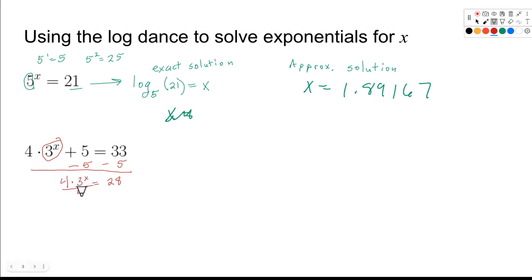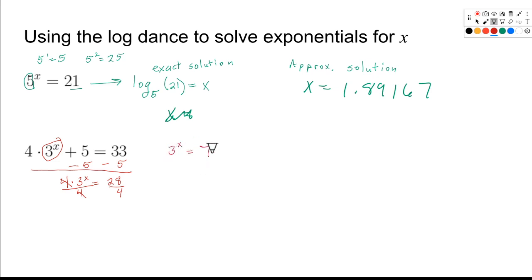Divide this side by 4. Divide this side by 4. 4 divided by 4 is 1. And so we end up with 3 to the x equals, 28 divided by 4 is 7. See, that happens to me all the time. Maybe I think too fast. I don't think so, but anyway.